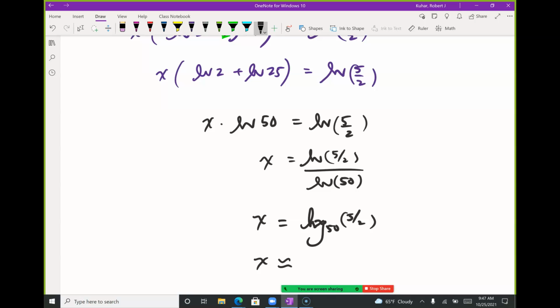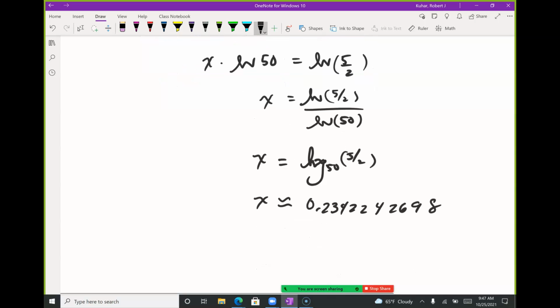So ln of 5/2 divided by ln of 50, 0.23422422698. So x is approximately 0.2.